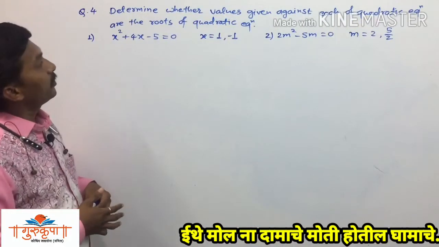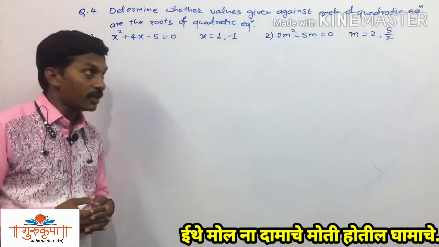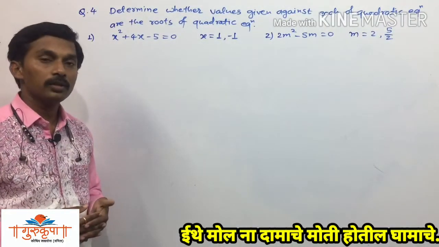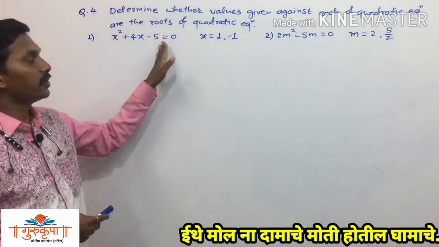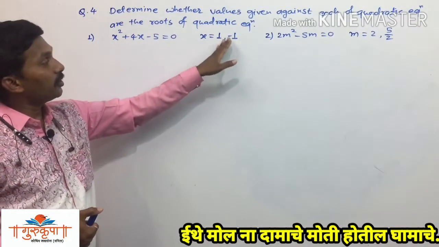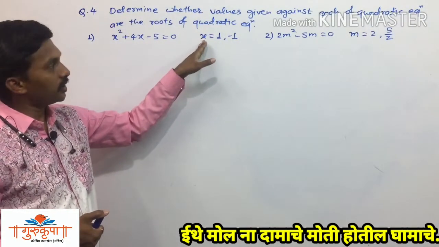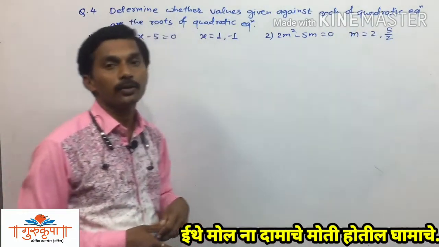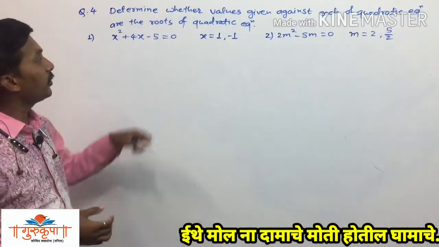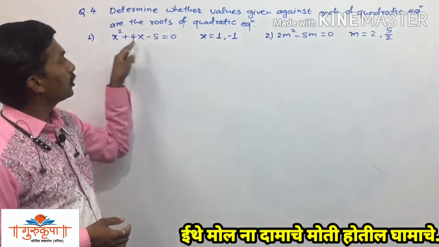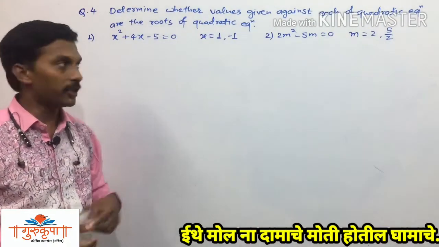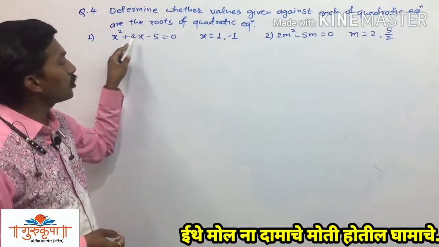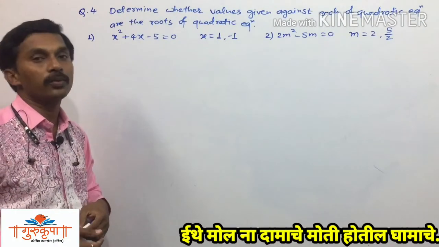Question number 4: determine whether the values given against each quadratic equation are the roots of the quadratic equation or not. We have a quadratic equation given. We are also given two values of the variable. In the first example, we have two values of the variable. In the second example also, we have two values of the variable. But we have to decide whether the given values are the roots of the quadratic equation or not.